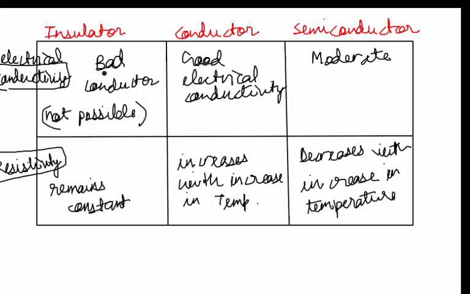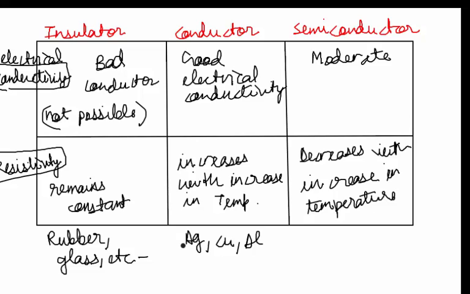One thing that I would suggest in this question is to always distinguish and then also give examples of each. Some good examples that we can give for insulators are rubber, glass, porcelain, etc. You can give multiple examples for insulators. For conductors, good examples are copper, Ag, silver, and aluminium. Ag is silver, copper, and aluminium.